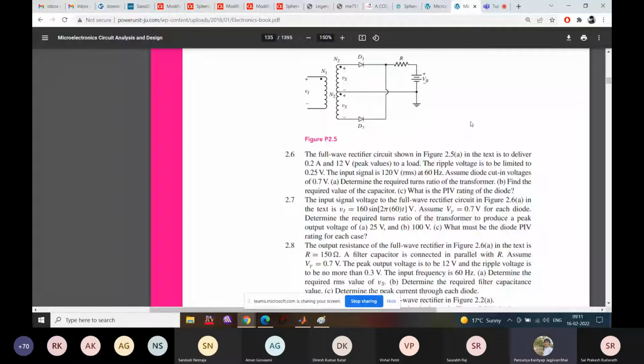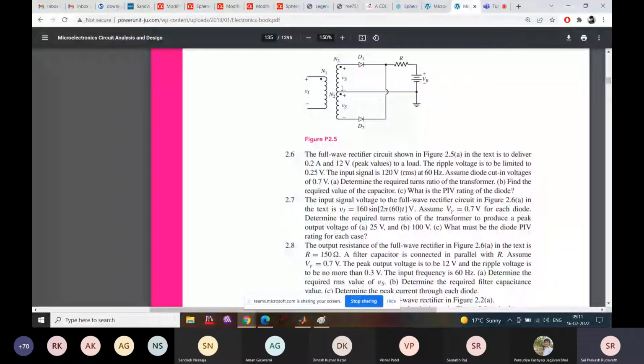Understood? Sir, I couldn't get it. Can you see my cursor? Yes, sir.